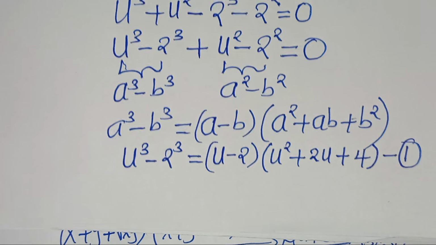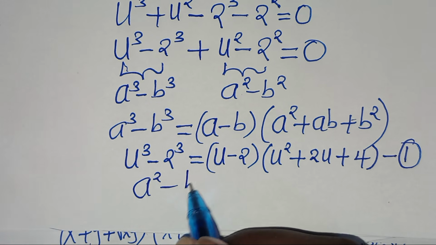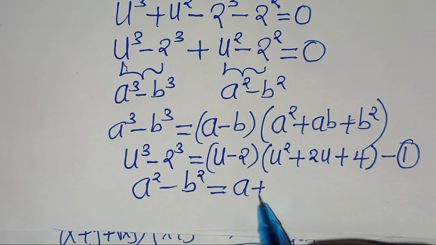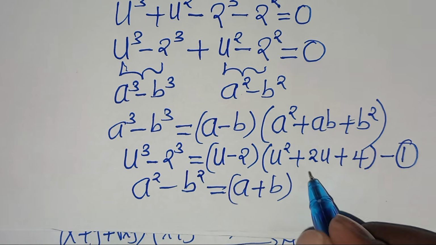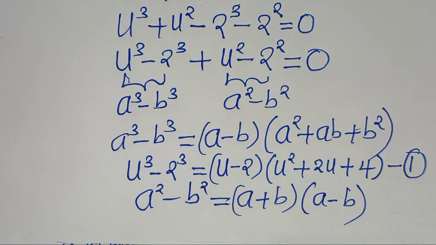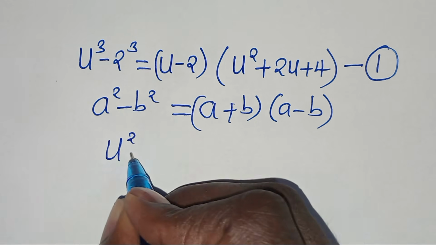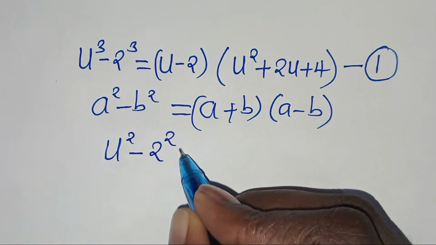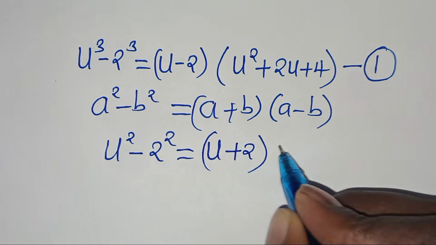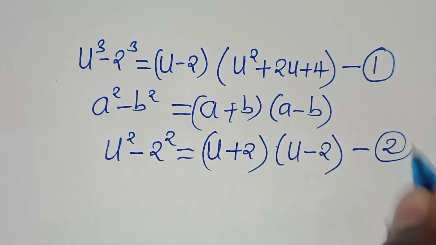Now, the second part is the difference of two perfect squares expressed as a squared minus b squared. This can be expressed as a plus b multiplied by a subtract b. Now this implies that u to the power of 2 subtract 2 to the power of 2 can be expressed as u plus 2 multiplied by u subtract 2. So this is the second part.